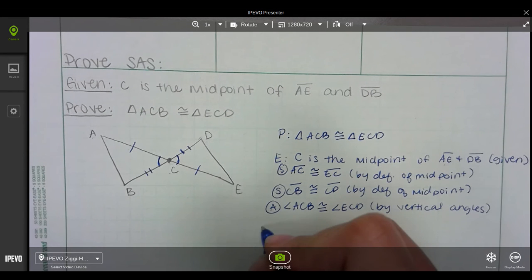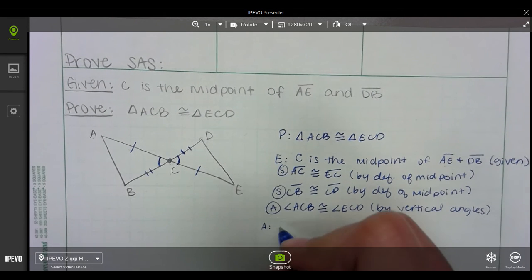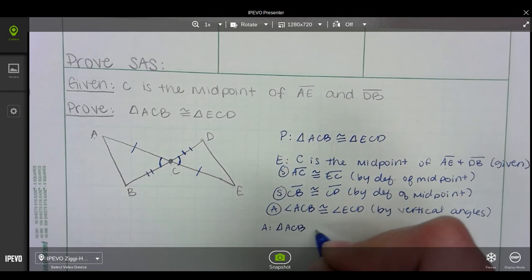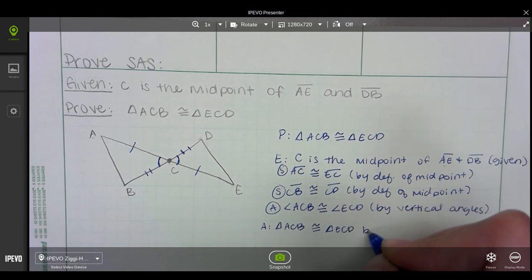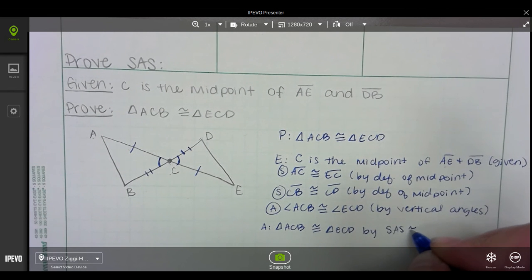So I have enough evidence here to write my analysis. Triangle ACB is congruent to triangle ECD by side, angle, side congruence.